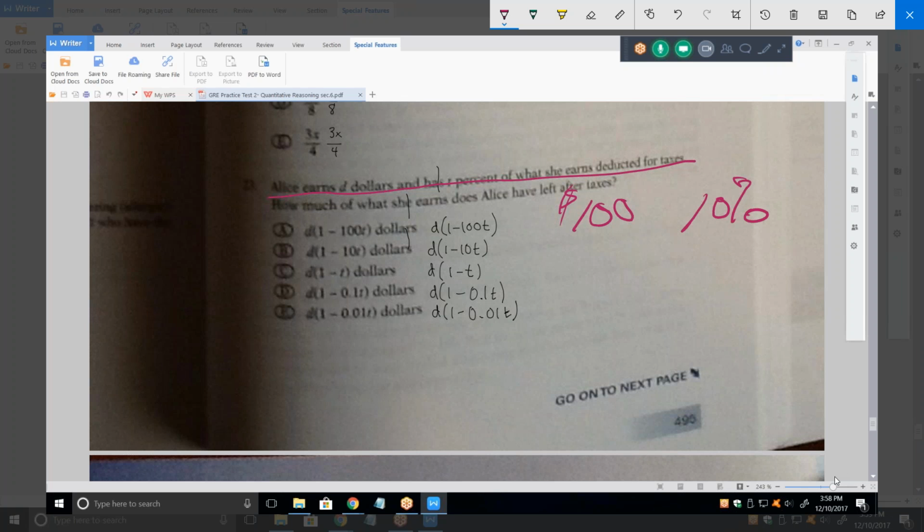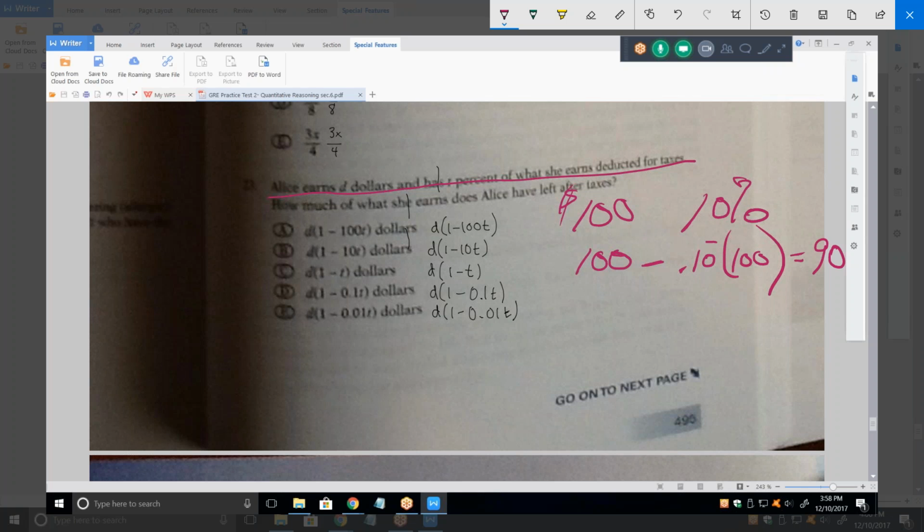That would be the 10T. No, I'm just saying that if this was the case, she would have $10. Okay. She would be left with $90. Now, how do you get 90 as an answer? Well, you start with what you earn, and you subtract your percentage rate times what you earn. So that's how you get 90.